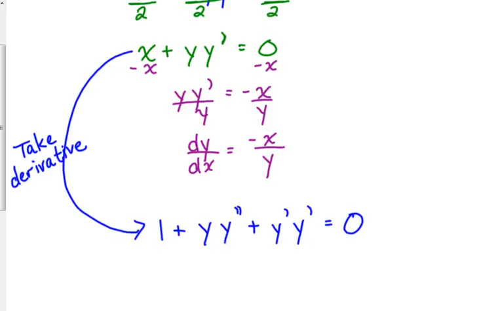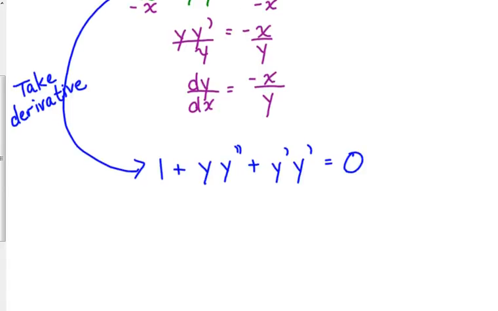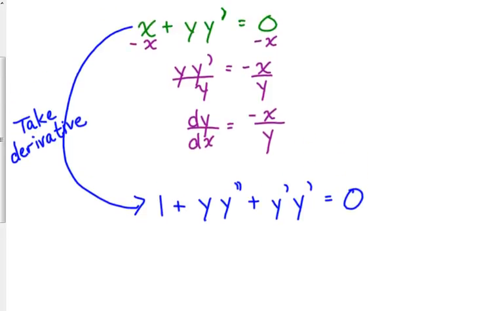Now, this kind of looks a little weird. Yes, I did the product rule. I'm going back to the green step because that was where I took the derivative. That is the first derivative. It's just not solved for dy over dx. So, yes, I did the product rule with the y prime. Okay, so we need y double prime. We need this by itself.